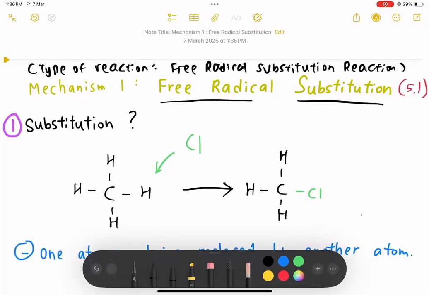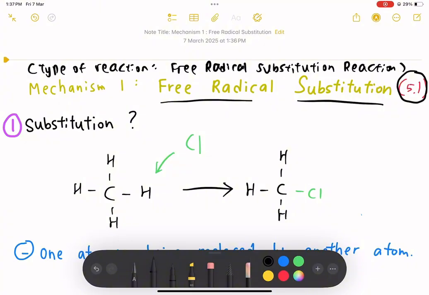Good morning everyone. So today we are going to look at 9 mechanisms, and for this video we will be looking at the first mechanism, which is free radical substitution, and the type of reaction is a free radical substitution reaction.